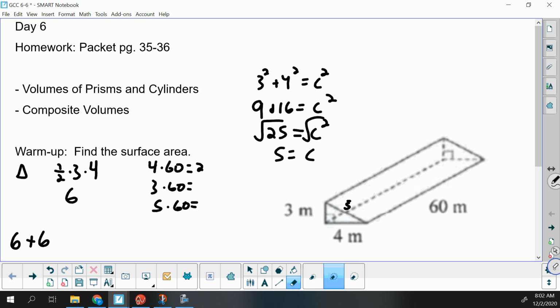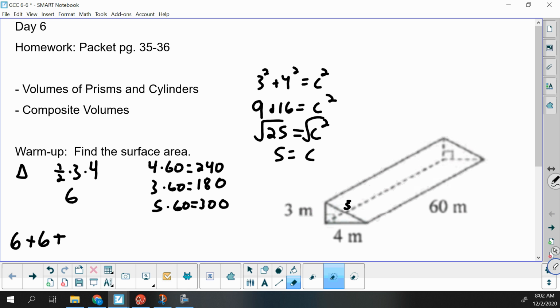So this would be 240. And if you're not sure how to do that in your head, all you do is do 4 times 6 and tack a 0 on. So in the next one, similar idea, we'll do 3 times 6 to get 18, tack a 0 on. And then 5 times 6 is 30, tack a 0 on.